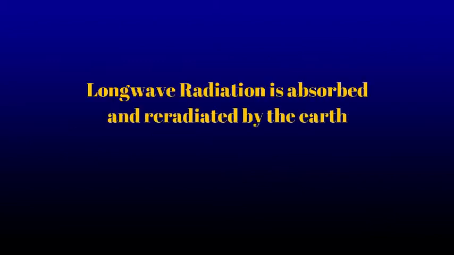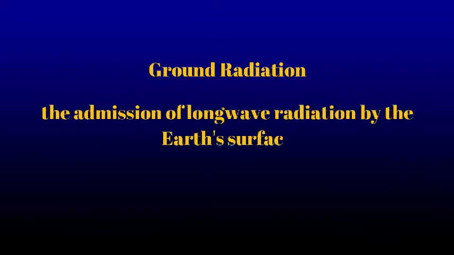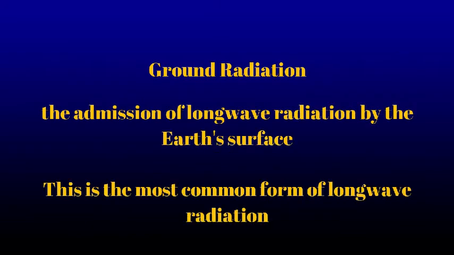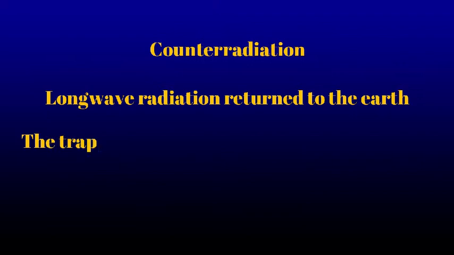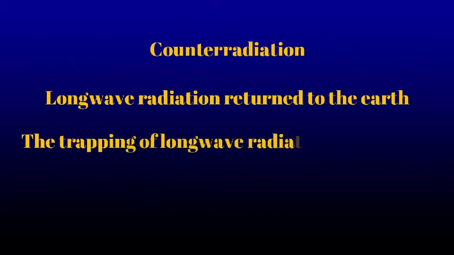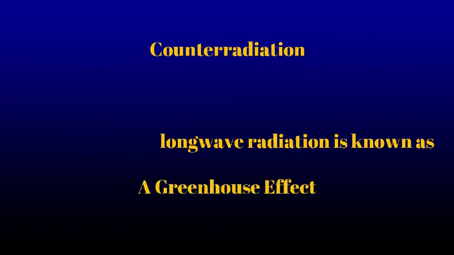Long-wave radiation is absorbed and re-radiated by the Earth. Ground radiation is the emission of long-wave radiation by the Earth's surface. This is the most common form of long-wave radiation. Counter-radiation is the long-wave radiation returned to the Earth. When this type of radiation takes place and long-wave radiation becomes trapped, it is known as a greenhouse effect.